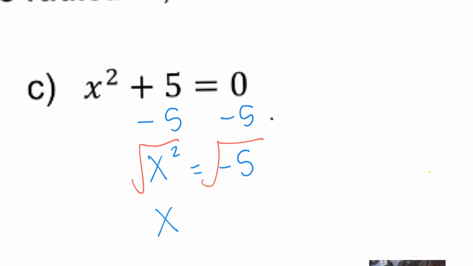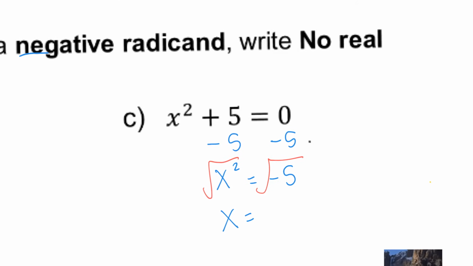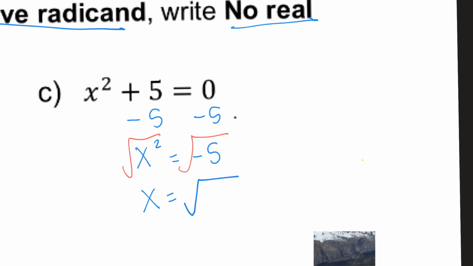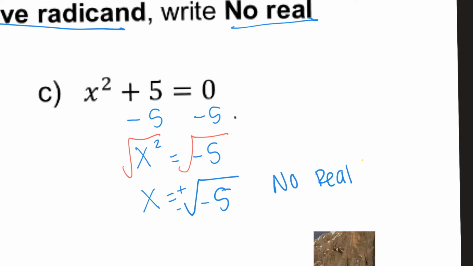Now, we can't take the square root of 5 because it's prime. But we also can't take the square root of 5 because it's negative. And in our directions, it says if we have a negative radicand, we write no real solution or write imaginary solutions. So we end up with x equals plus or minus square root of negative 5 as our answer. But it's actually no real solutions. Or you could say 2 imaginary solutions if you really wanted to be fancy.